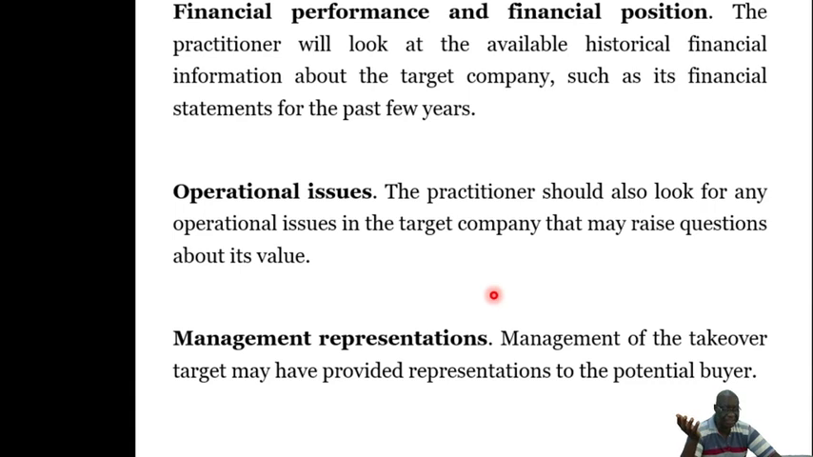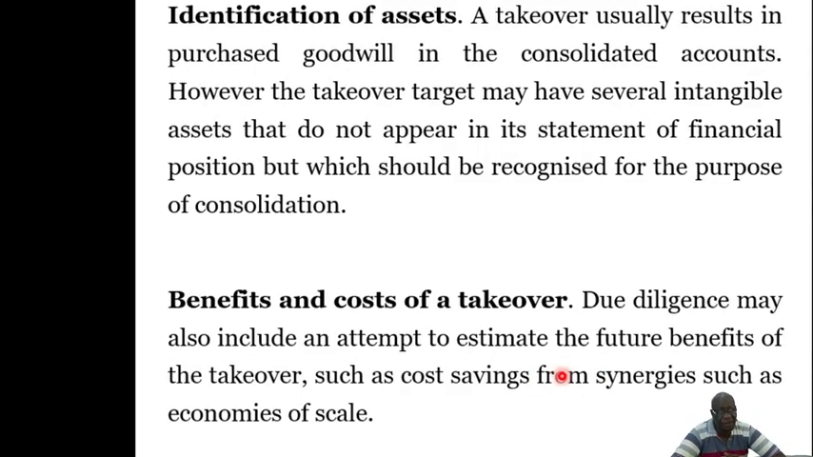Okay? Then management representation. Management of the takeover target may have provided representation to the potential buyer. Now, identification of assets. Because you are doing a takeover, you need to identify the assets. A takeover usually results in purchase goodwill in the consolidated accounts. However, the takeover target may have several intangible assets, like goodwill, patent rights, and the rest, that do not appear in its statement of financial position, but which should be recognized for the purpose of consolidation. So if you are going to do the consolidation, you need to consider them, because goodwill, if it is not purchased, you don't pay for it. It doesn't appear in the financial statements. Therefore, you need to look at those things.